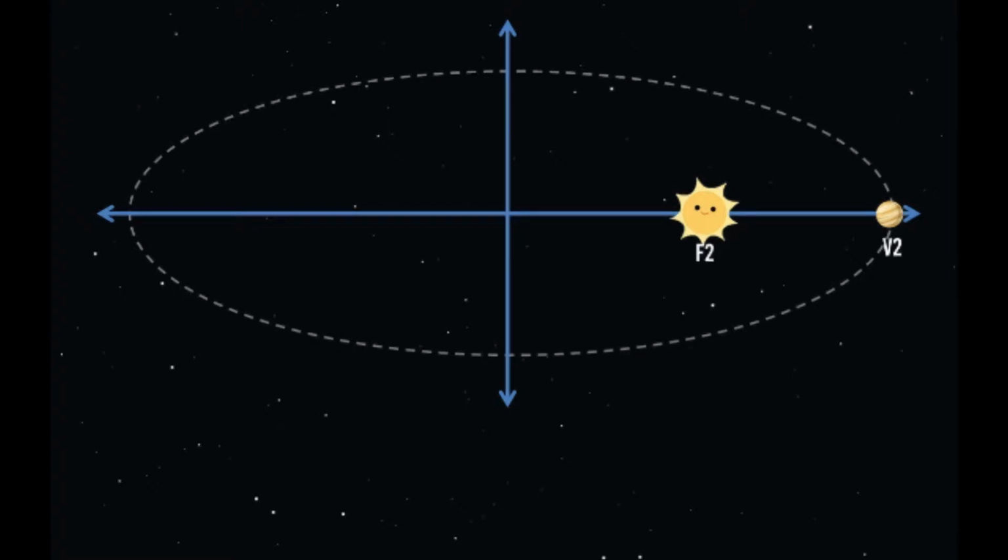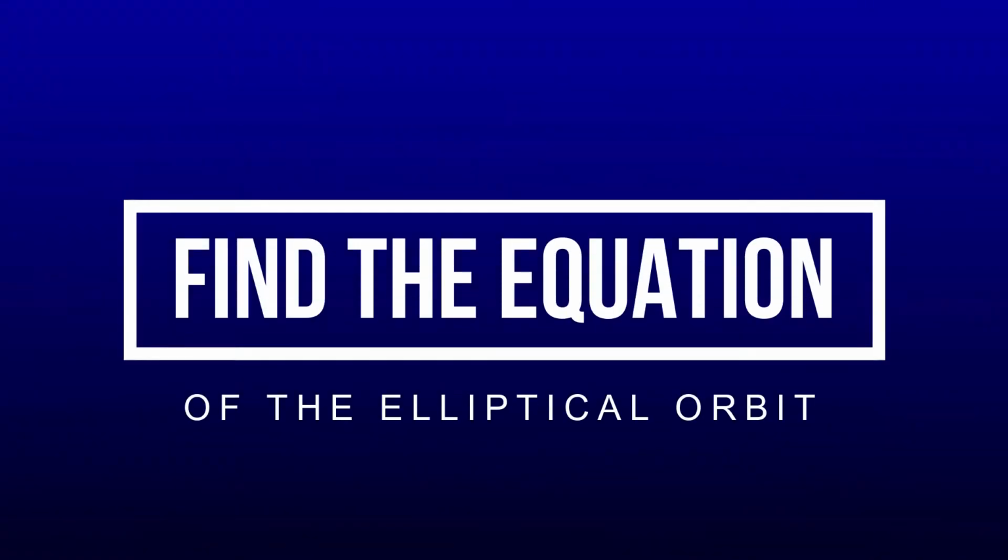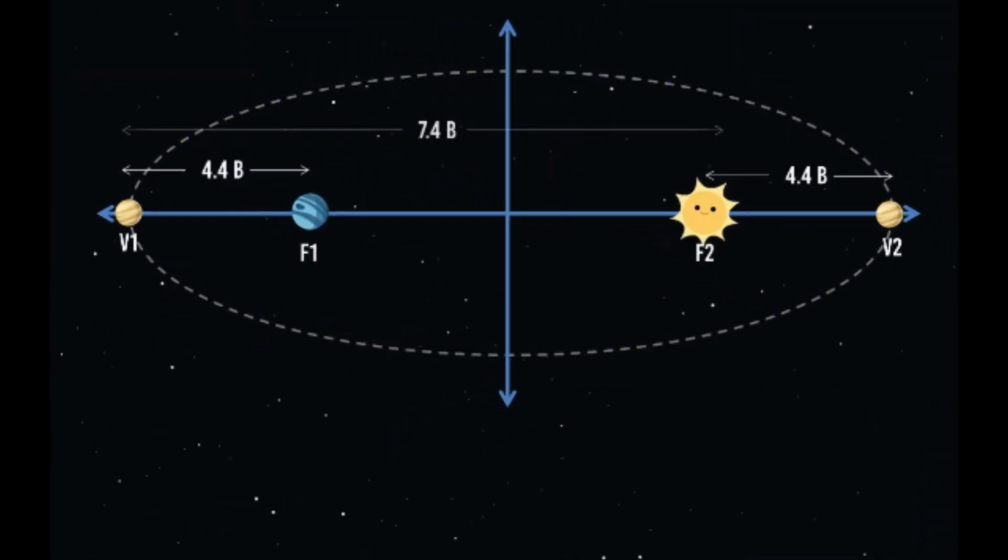The problem states that the distance of V2 from F2 is 4.4 billion kilometers. We can assume that the distance of V1 from F1 is also 4.4 billion kilometers. The farthest distance of Pluto from the Sun, or F2, according to the problem, is 7.4 billion kilometers.